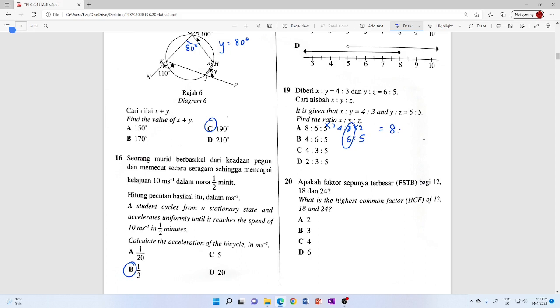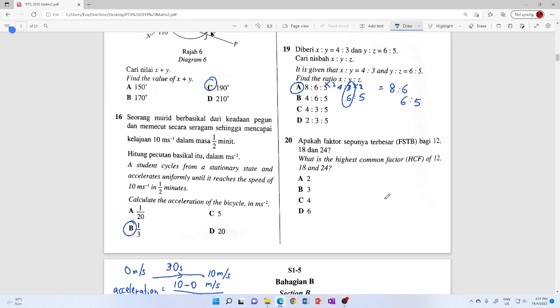3 times 2 is 6. So 4, 3 equals to 8, 6. Then the yz is 6, 5. So when we connect x, y, z, x, 6, 5. Answer is A.